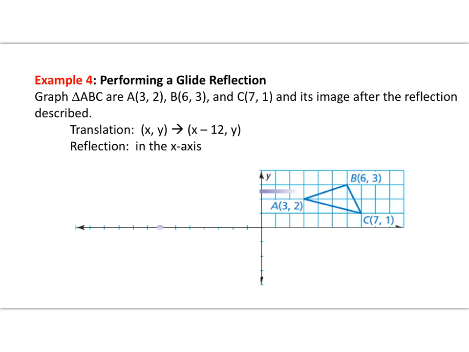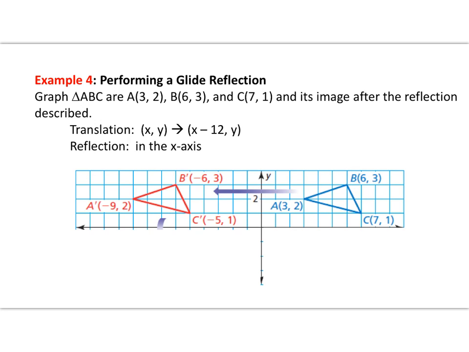And we do a translation, in other words, we glide first. So we're going to translate all of these coordinates to the left 12. So this one's going to move all the way over to, so 3 minus 12 should put you at -9, and then nothing changes on the y. So I should end up at (-9, 2) for A prime, and then this one should end up at (-5, 1), and this one should end up at (-6, 3). So the results should look something like this. So A prime, B prime, and C prime, and then I'm going to reflect across the x-axis.